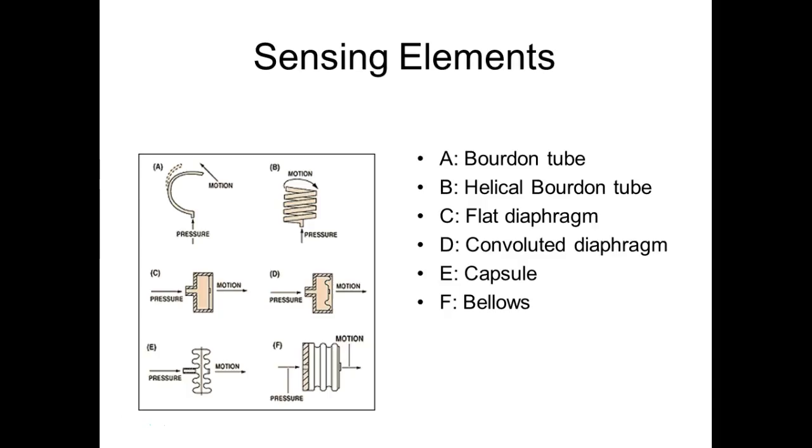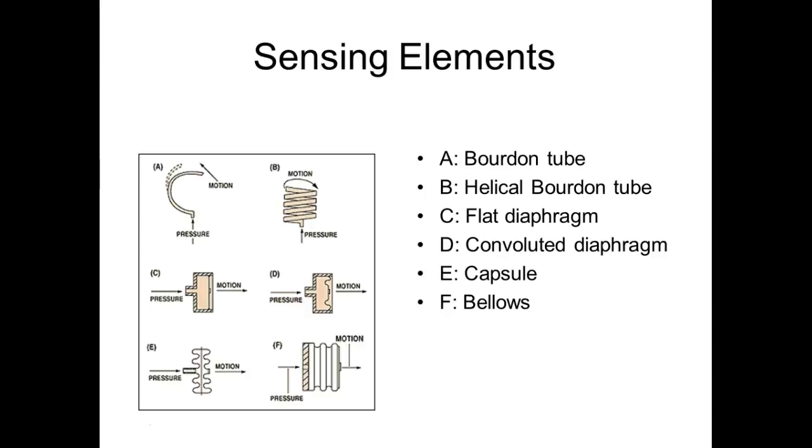So these are our main sensing elements for pressure. We have something called a Bourdon tube. Then we have a diaphragm. We have a capillary. So this is a diaphragm. This right here, I think, is solid state.